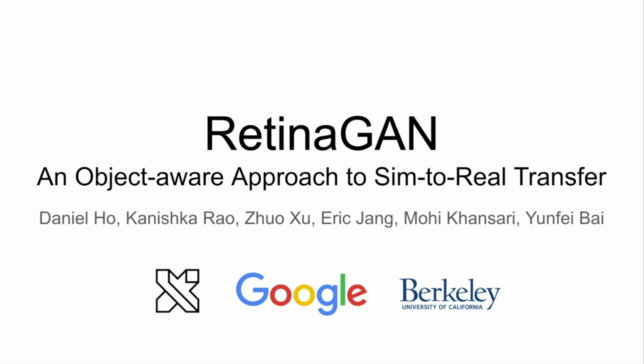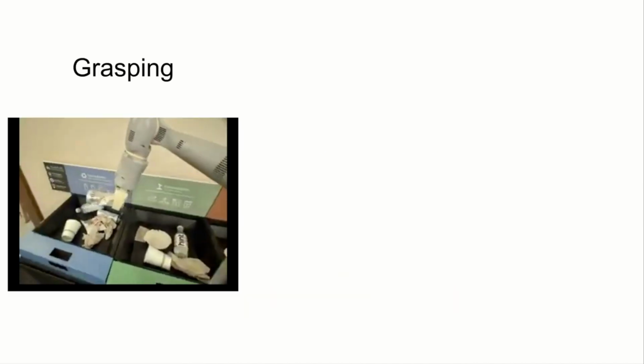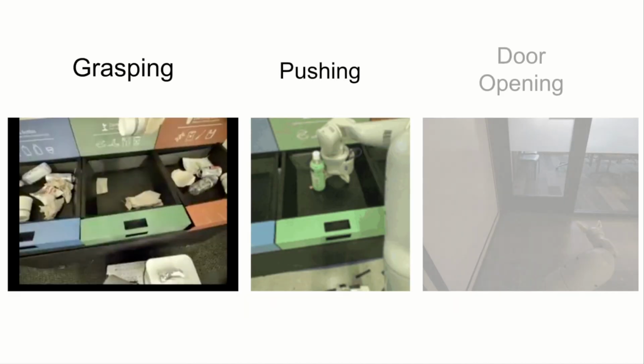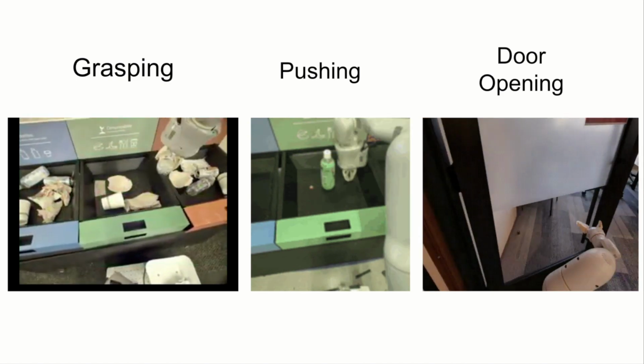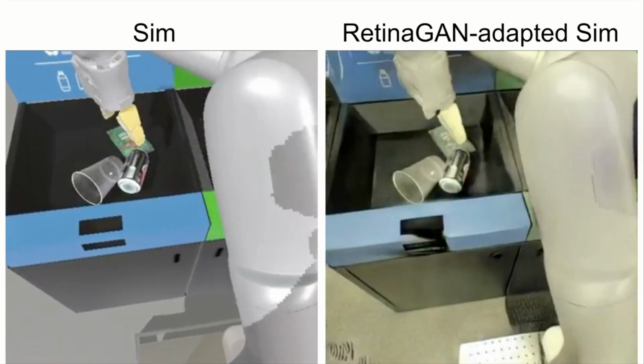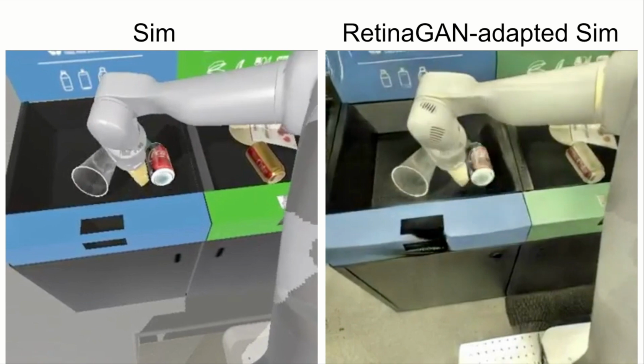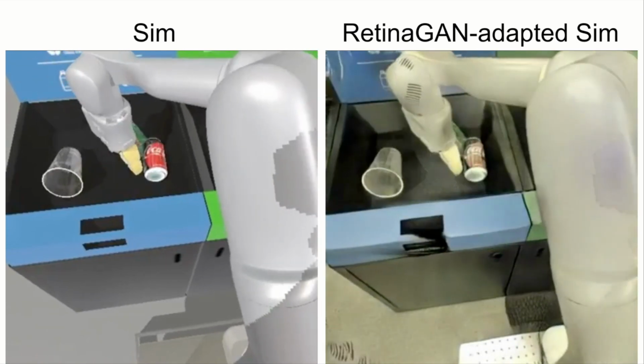In this work, we introduce a new domain adaptation technique for simulation to reality transfer called RetinaGAN. We thoroughly evaluate this method on 3 challenging vision-based tasks: grasping, pushing, and door opening, with both reinforcement learning and imitation learning algorithms. First, we visualize simulation and RetinaGAN adapted images within a grasping task.